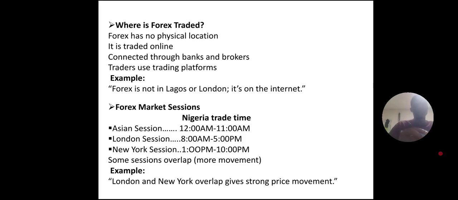So the Asia session is between 12 a.m. to 11 a.m. So when you check your TradingView, for instance, or you open your chart around 12 a.m. Nigeria time to 11 a.m. Oh, sorry, that's supposed to be 1 a.m., not 11 a.m. That was a mistake there. I think there's a mistake there.